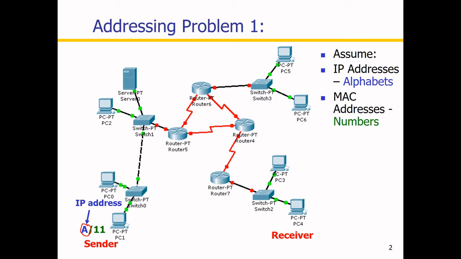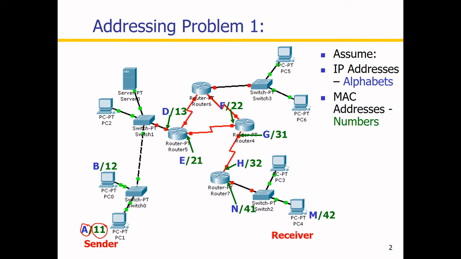The MAC addresses are numbers. You see this portion over here, this is the MAC address. So each of the devices and also the router interfaces has an IP address and a MAC address assigned. Remember, every router interface will have a separate IP address and MAC address. This interface over here has an IP and MAC, and this interface over here also has a separate IP and MAC address.